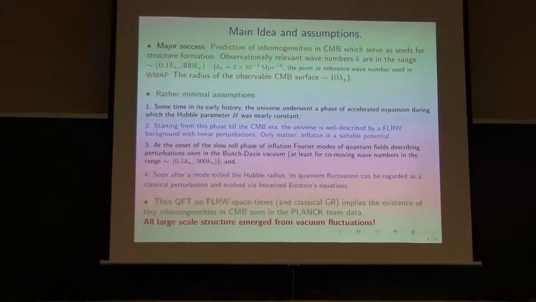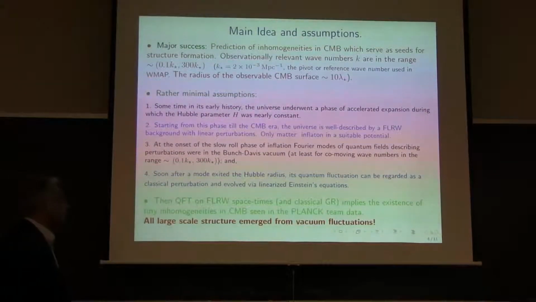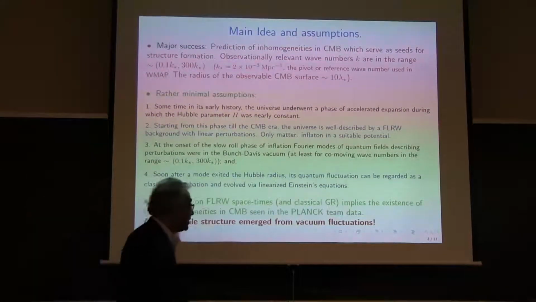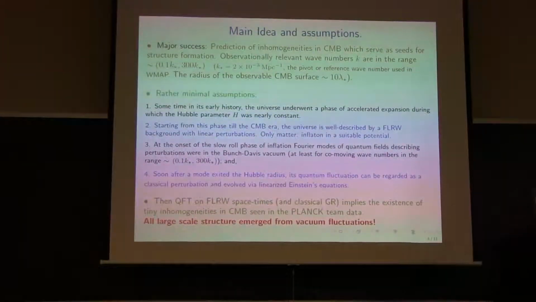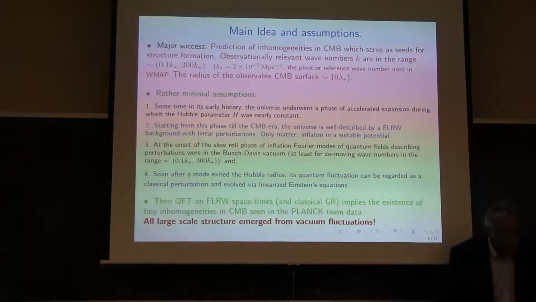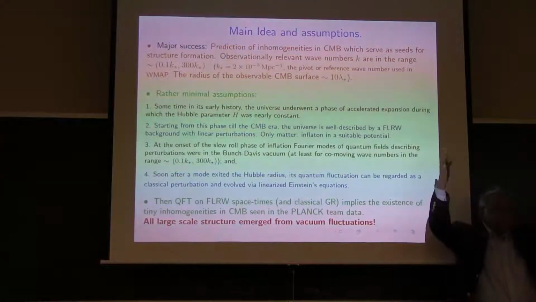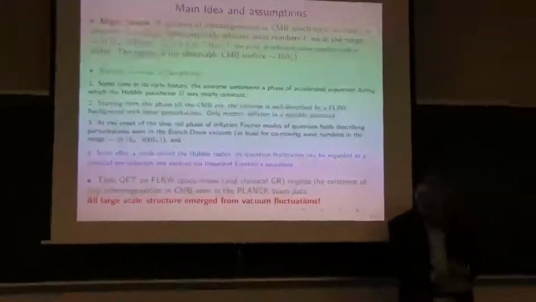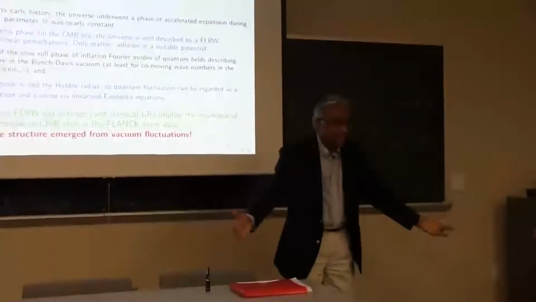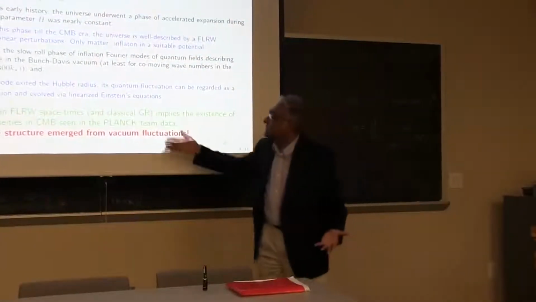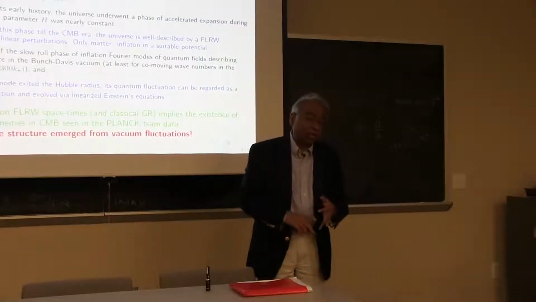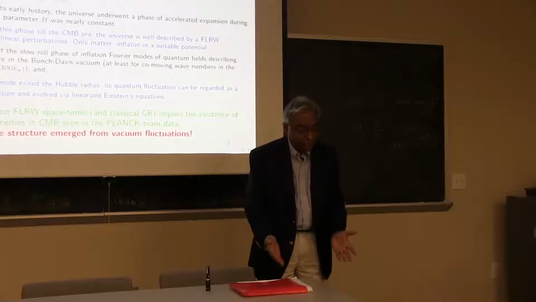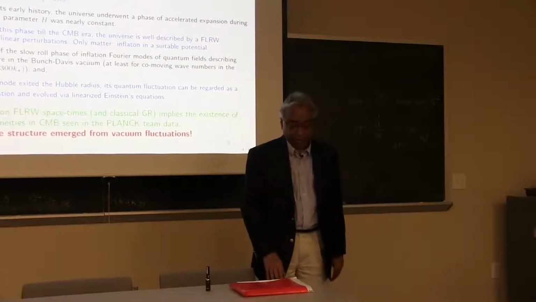Its quantum fluctuations can be regarded as a classical perturbation and evolved using linearized Einstein theory. So I have to explain what this means. So I got this universe which is undergoing a very rapid, nearly exponential expansion. And there are all these quantum fluctuations. And these fluctuations are in a certain vacuum state, the Bunch-Davies vacuum state, which is picked out by regularity and symmetry of the near de Sitter geometry that I got up here.